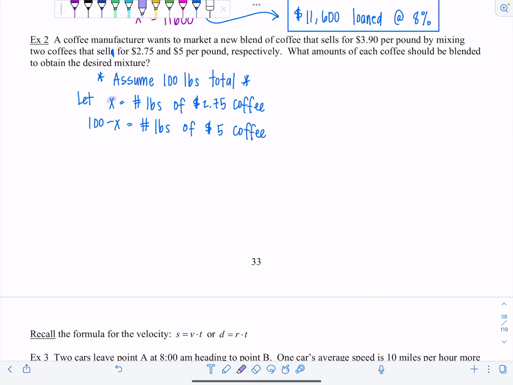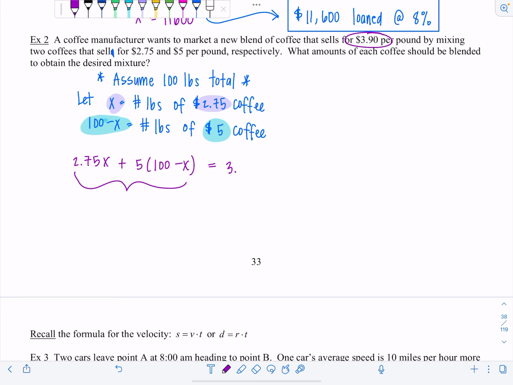So we're basically making a cost equation, okay? So if we have x pounds of coffee that costs $2.75 per pound, the total cost would be $2.75 times x, plus, we're multiplying these by each other, the number of pounds of $5 coffee is 100 minus x, and it costs $5 per pound. So the total cost for that coffee would be 5 times 100 minus x. This is our blend. Cheap coffee, expensive coffee. And it better come out to be $3.90 per pound. So $3.90 times the total number of pounds, which we assumed was 100.